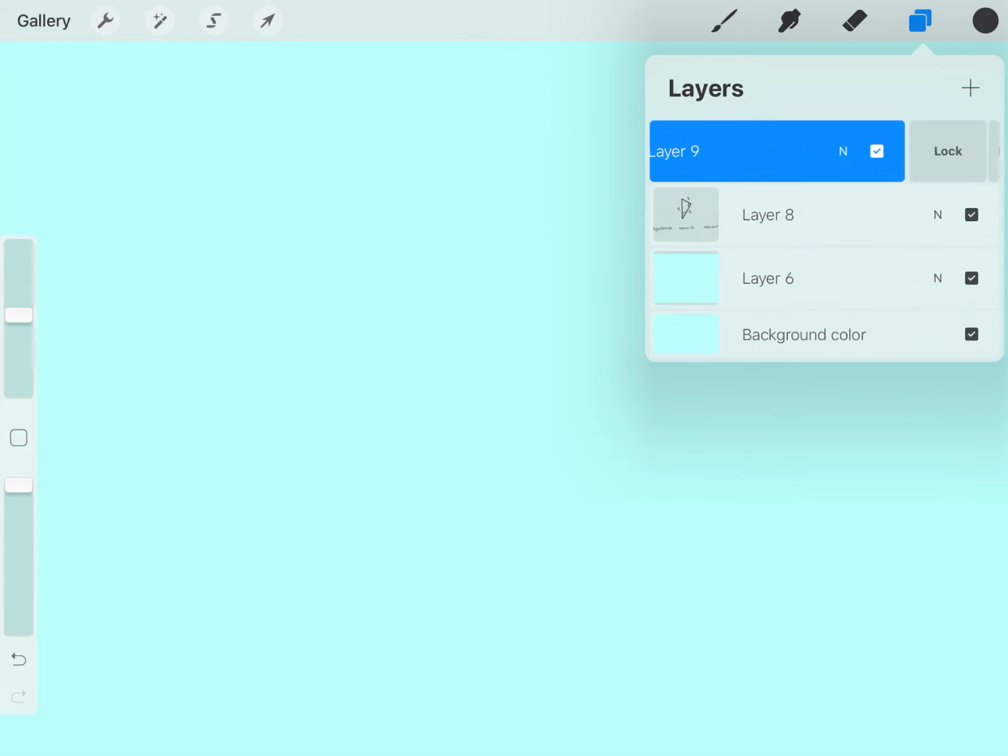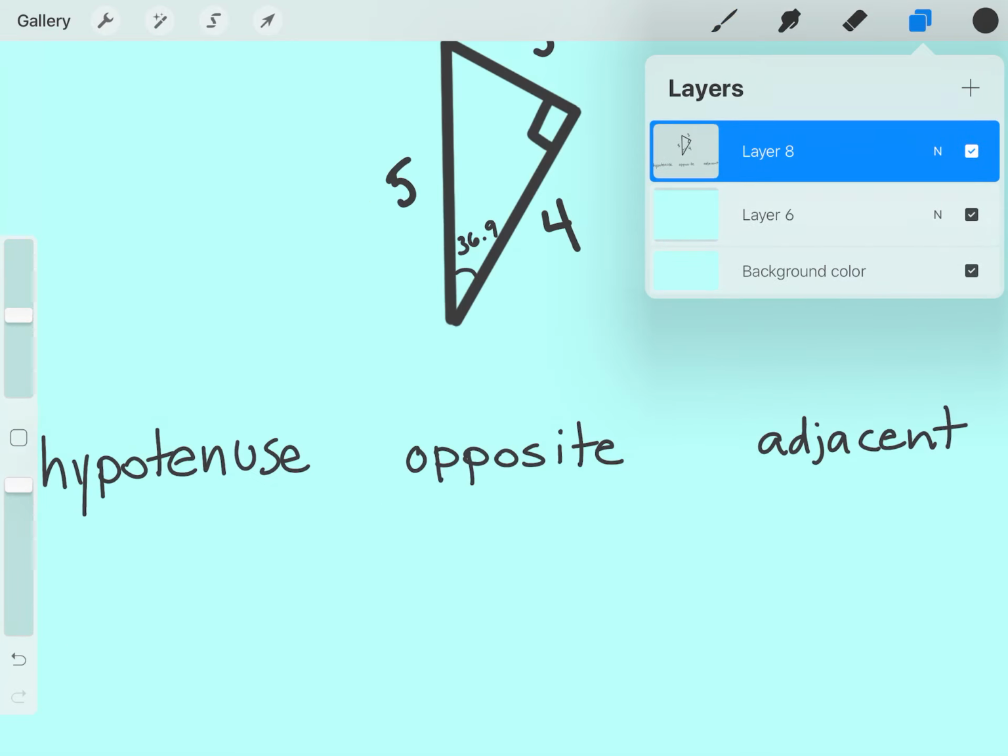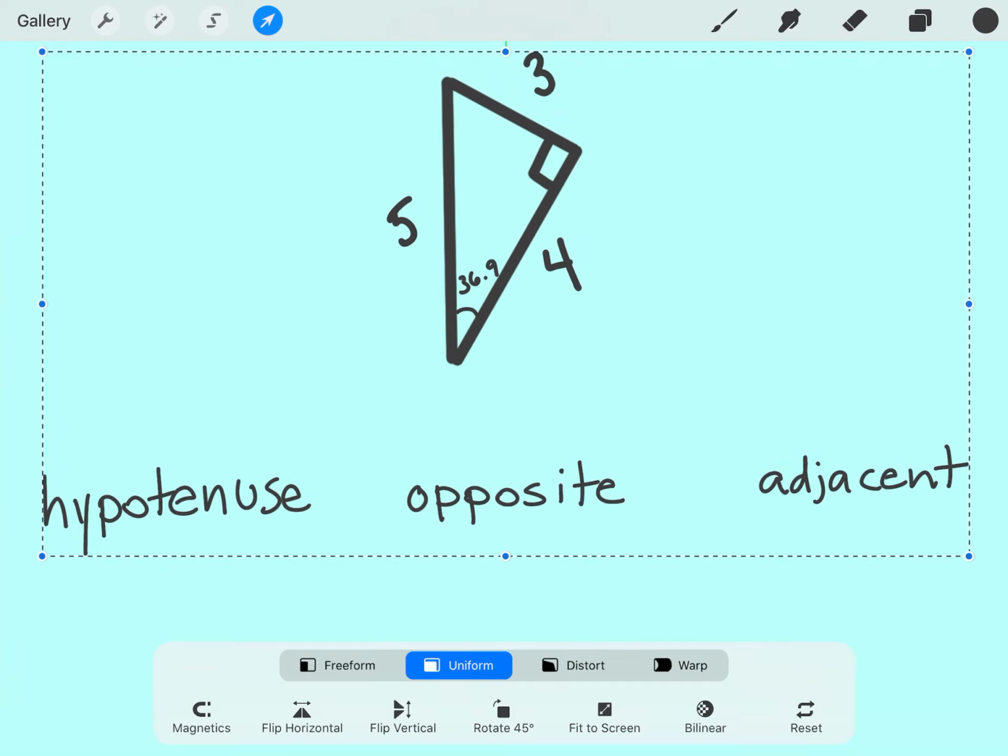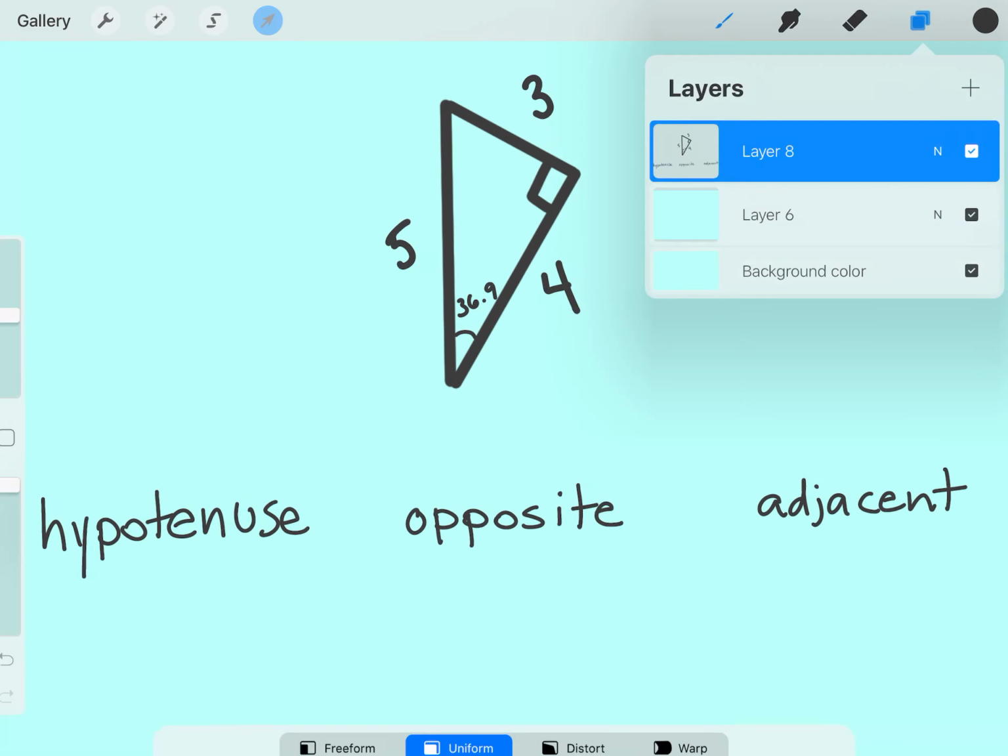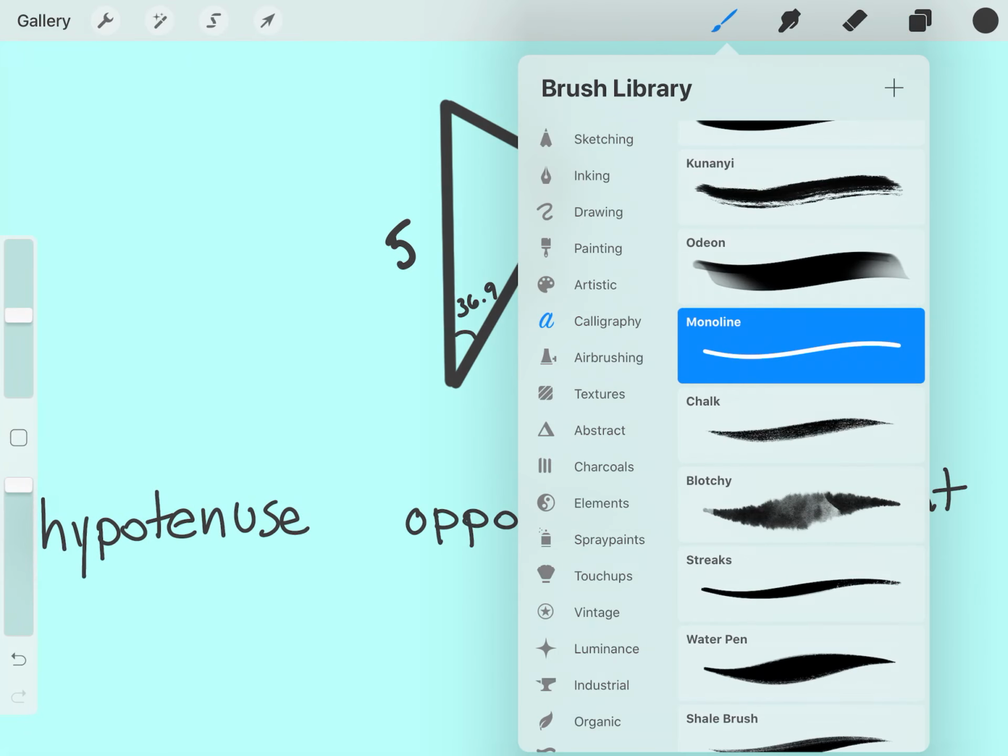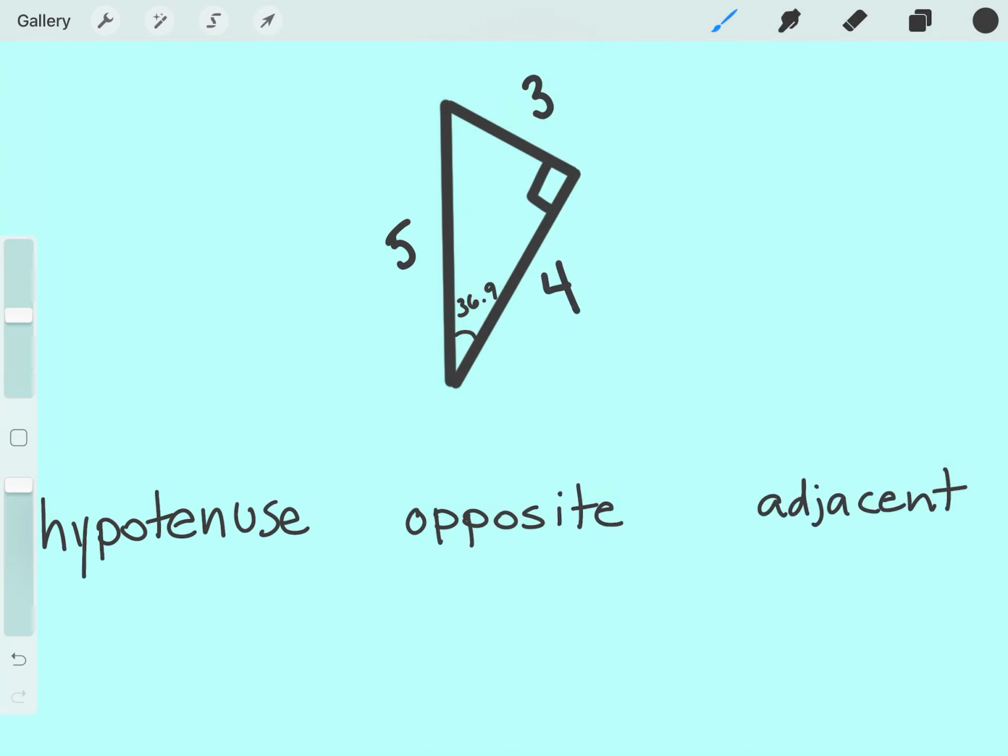Instead of focusing on colors, we're going to get a little bit more math oriented here with some numbers. So each of these sides are now labeled as 3, 4, and 5. That's their lengths. And we have an angle of 36.9 degrees. Forgot my degree symbol, so I'll add that.